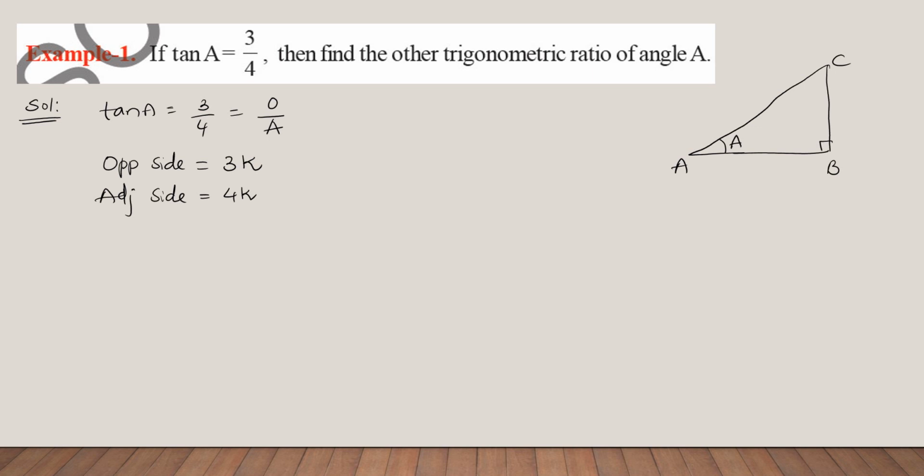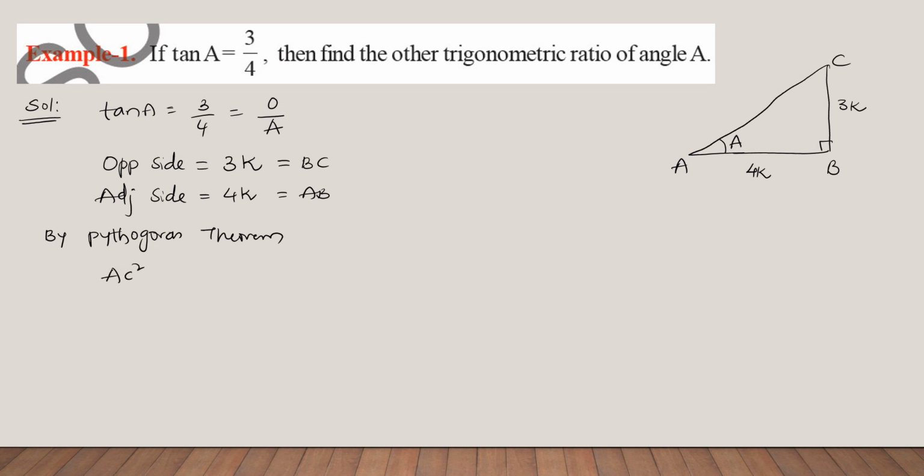Now from the figure, what is the opposite side? The opposite side is BC and the adjacent side is AB. Now AB is 4 times k and BC is 3 times k. Since it is a right angle triangle, we can apply the Pythagoras theorem. What does the Pythagoras theorem state? Hypotenuse square is equal to side square plus side square.